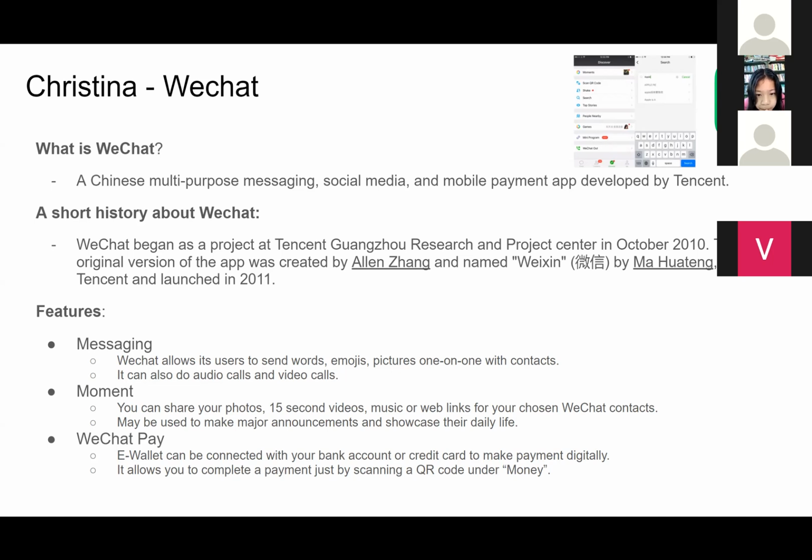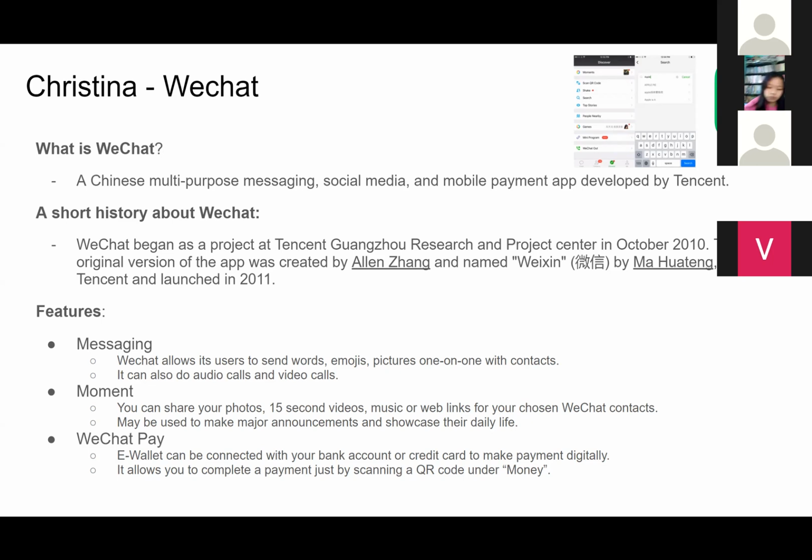And also Moments, which is a place where you can share your personal experiences or something interesting that you want to share with your friends. And also you can share your photos, 50-second videos, music, or web links for your chosen WeChat contacts. Maybe used to make major announcements and showcase their daily life.